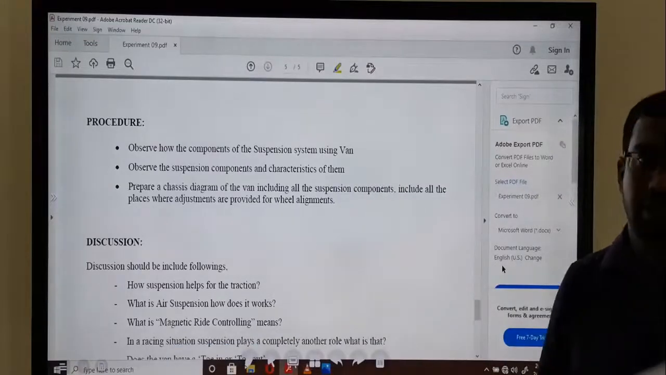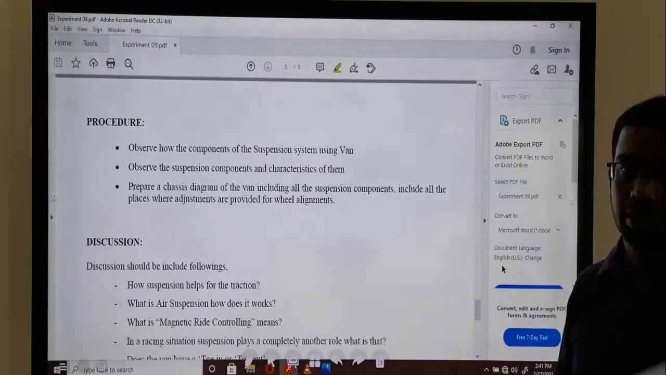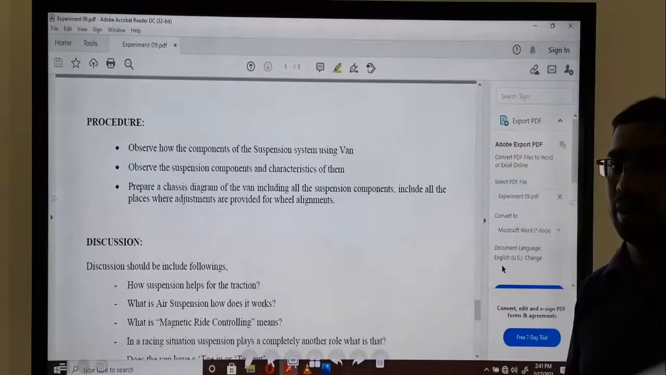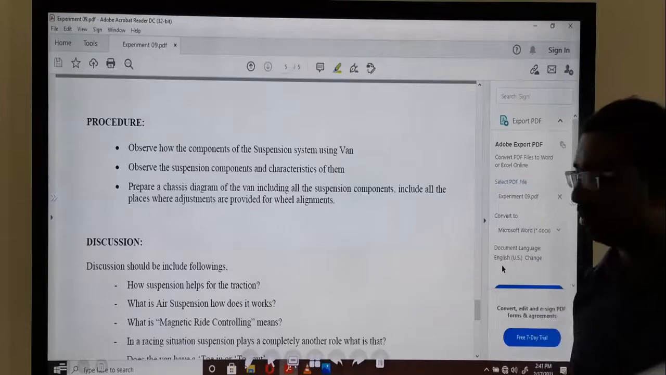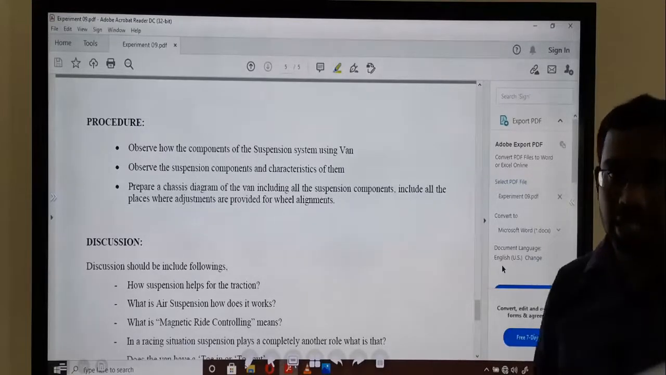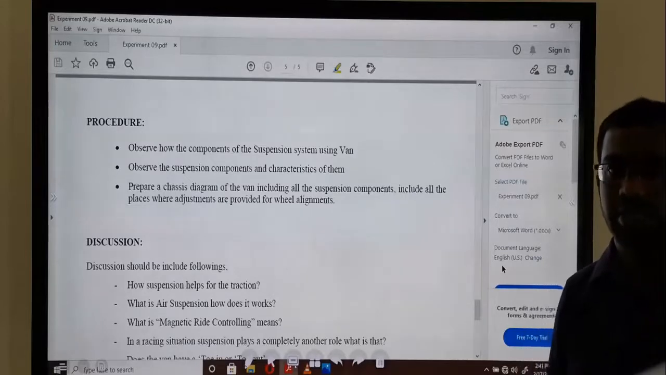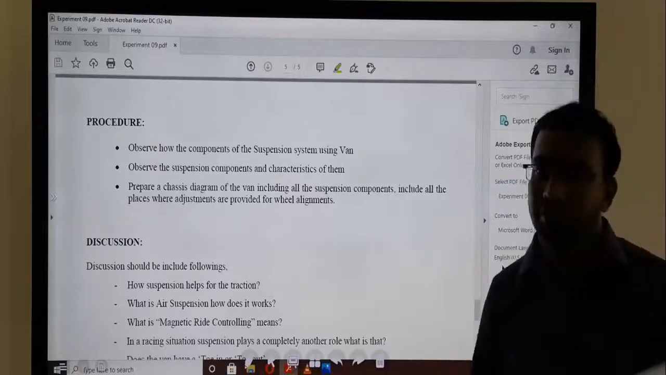That means the coil spring is not working as a damper. It's very flexible. The shock absorber works as a damper, but it cannot bear the high load. For high load or heavy vehicles, normally the leaf springs are used. Those are the characteristics you have to mention.